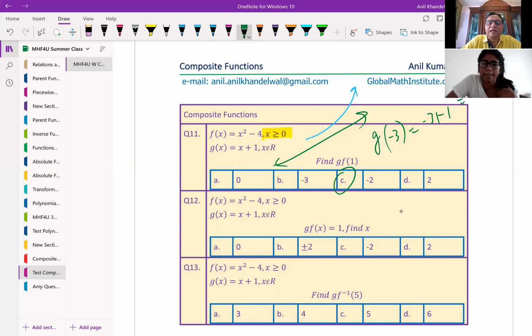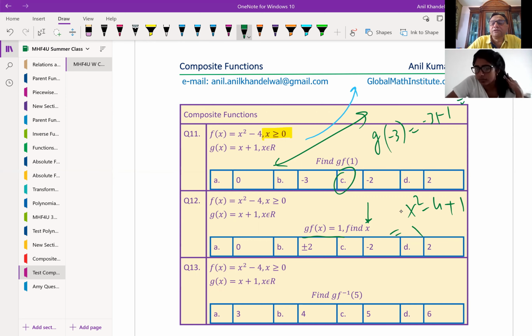Now we'll do the reverse calculation. We are saying that g of f of x is 1. You have to find x. How will you do this question? So I just find the formula. I substitute x squared minus 4 into g of x. You'll find the combination of the function. You will say, well, g is x plus 1, so instead of x, you write x squared minus 4, plus 1. This is your combination.